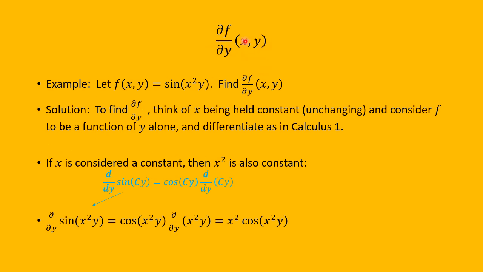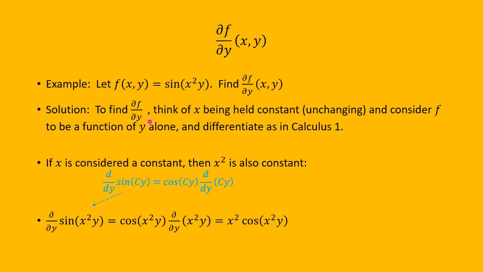So now let's consider the partial derivative of f with respect to y at a point x y. Let's continue our example. Let's let f of x y equal sine of x squared y, and let's find the derivative of f with respect to y at x y.